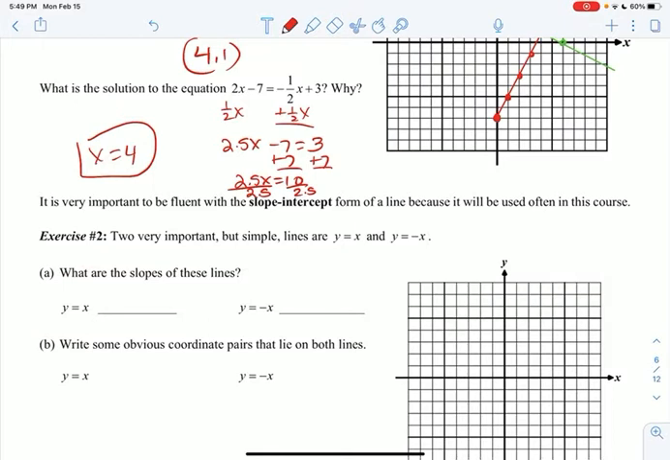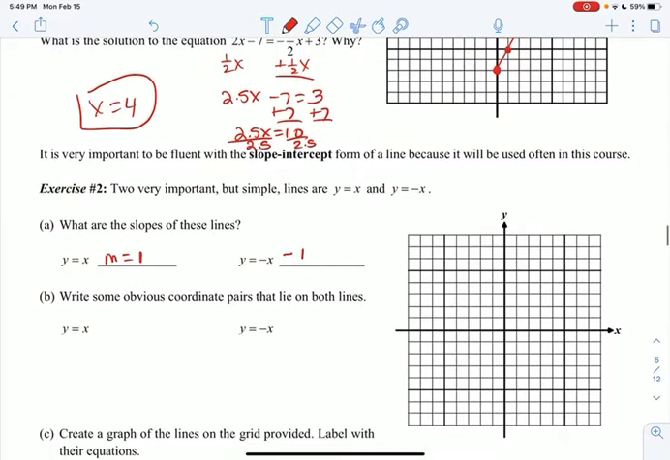Two important lines that come up a lot that you should be familiar with are y equals x and y equals -x. They're asking us the slope of both of those lines. The slope of y equals x is the m, the number in front, so the slope is 1. For y equals -x, the slope is -1. Some obvious points are (0, 0), (1, 1), (2, 2), (-2, -2).